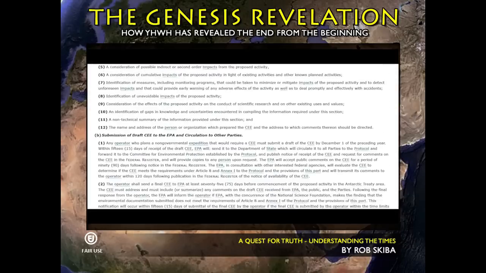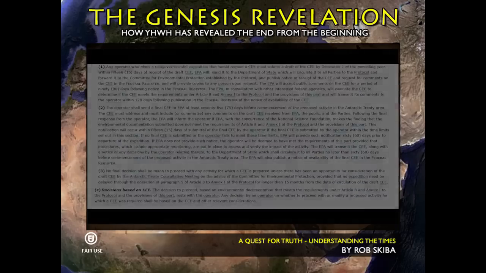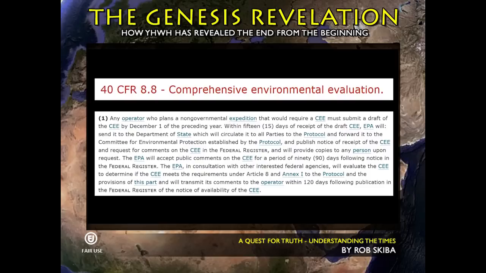Here's the regulation, and this applies to all signatories, including North Korea. Any operator who plans a non-governmental expedition that would require a CEE must submit a draft of the CEE by December 1st of the preceding year. Within 15 days of receipt of the draft CEE, EPA will send it to the Department of State, which will circulate it to all parties to the Protocol, and forward it to the Committee for Environmental Protection established by the Protocol, and publish notice of receipt of the CEE and request for comments on the CEE in the Federal Register, and will provide copies to any person upon request.